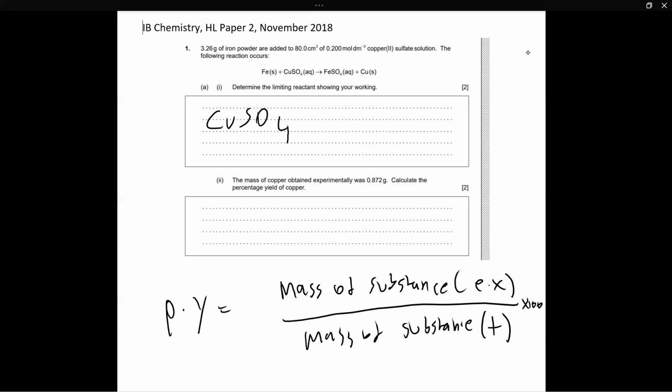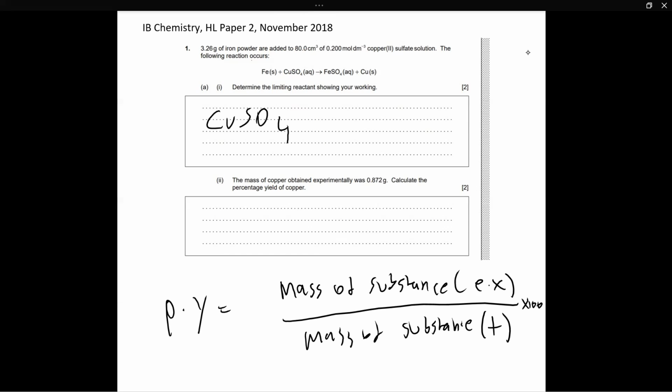Now, what does this mean? This is the formula of percentage yield, but what do these terms mean? The mass of substance which is derived experimentally, they have told us in the question. So maybe a student named Dan conducted an experiment where he adds 3.26 grams of iron powder to copper 2 sulfate solution, which has a volume of 80 centimeters cubed and a concentration of 0.2 mole dm cubed. He conducted the experiment, and the mass of copper that he obtained, which is his product, was 0.872.